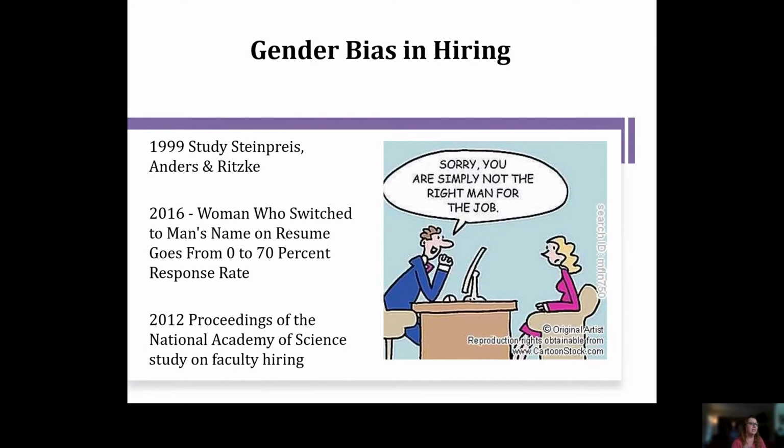So let's talk a little bit about gender bias in hiring. There was a study in 1999 where identical resumes were sent out. Now I say identical, but except for one change, and that was names were switched. And they used what we consider gender-specific names of Karen Miller or Brian Miller. Now, both men and women chose to hire the male candidates.